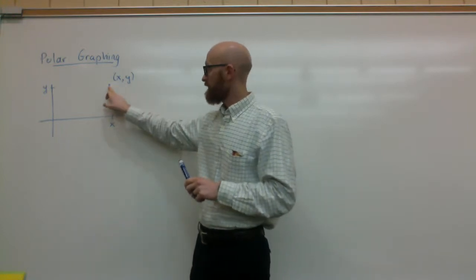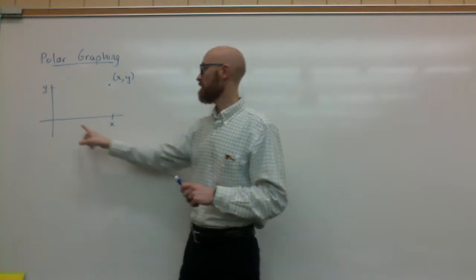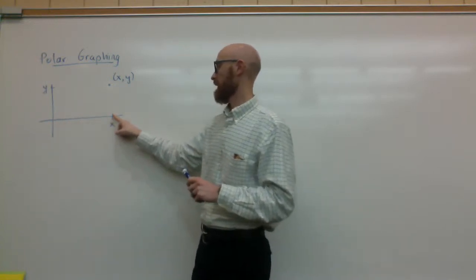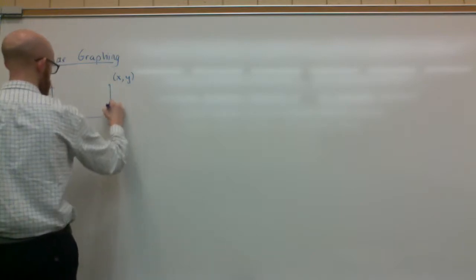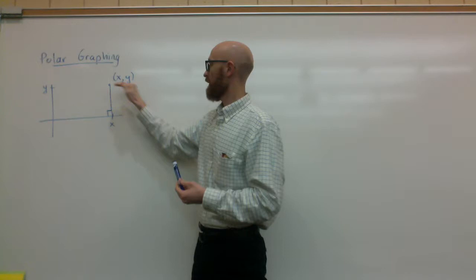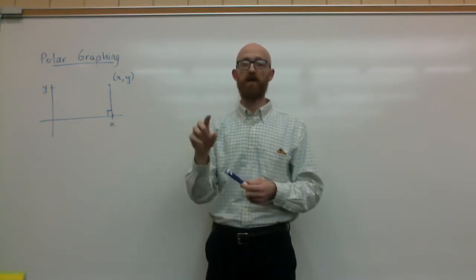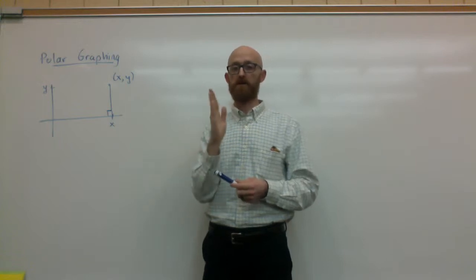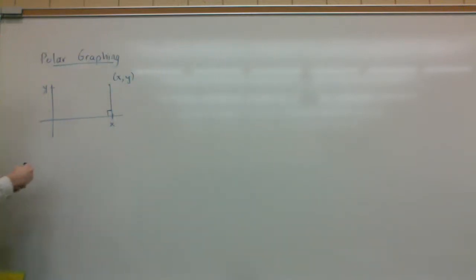So this point x comma y has a rectangular representation because we go over by x units, and then we take a 90-degree turn and we go up by y units. So you can think of it as walking on city blocks where every street is laid in a grid. So you have to walk over x blocks and up y blocks. Well, the polar graph does something different.